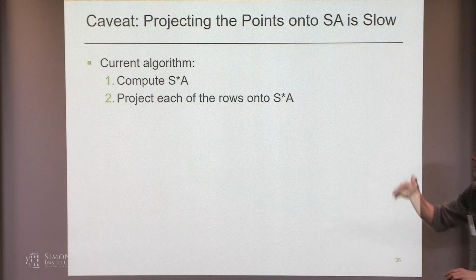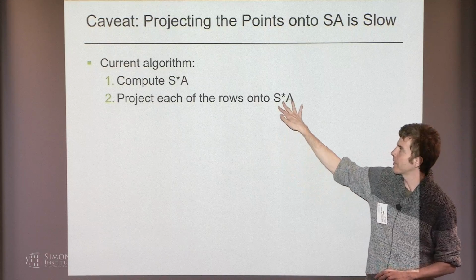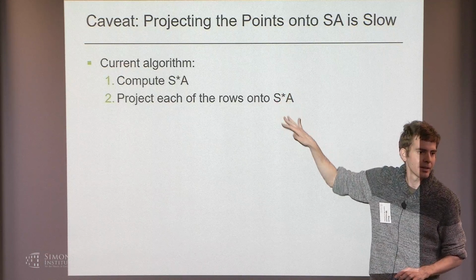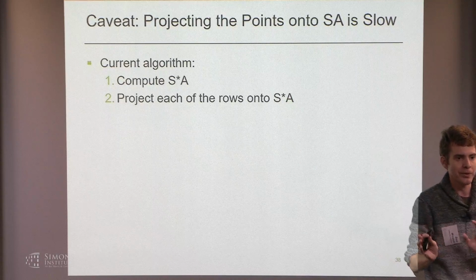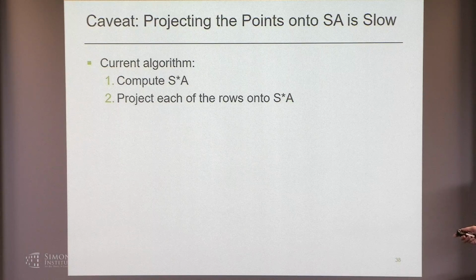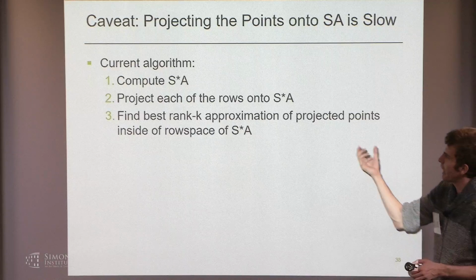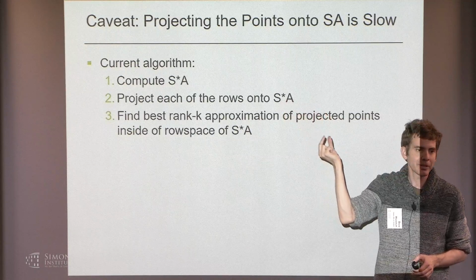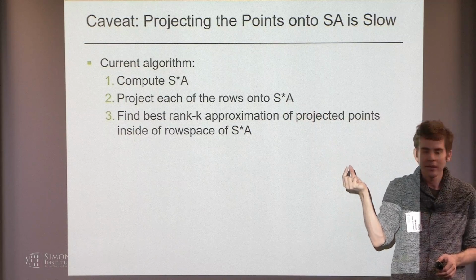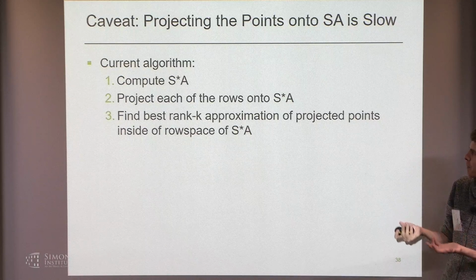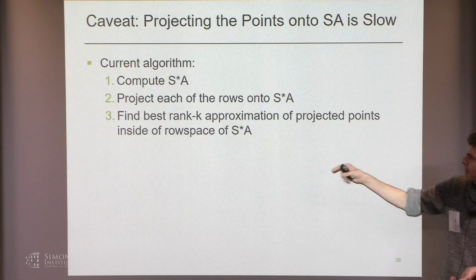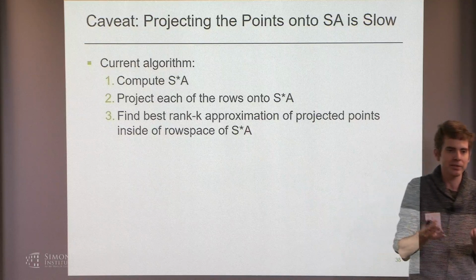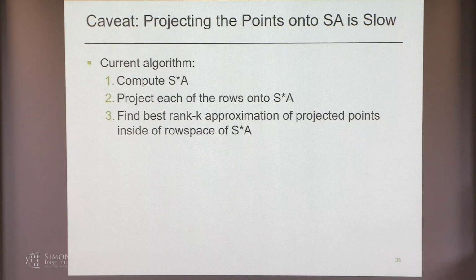The next step is to project each of the n rows of A onto the space S times A. So it's not clear how to do that so quickly. Let me get back to that. And finally, once we have each of the points inside of this low-dimensional space, then SVD is efficient because we have n points in k over epsilon dimensions, so we can solve it in n times poly k over epsilon time. That's the algorithm.